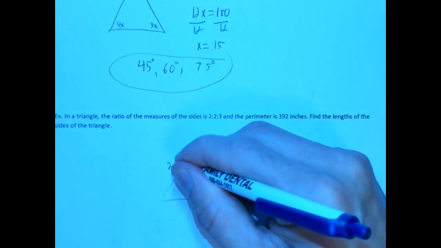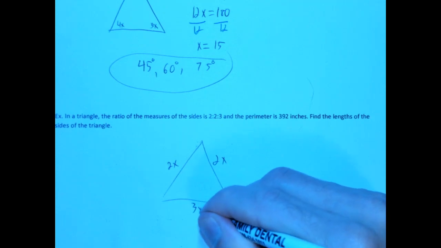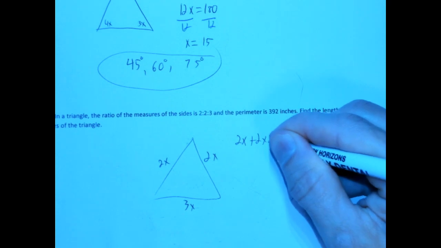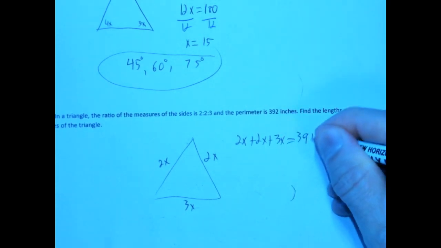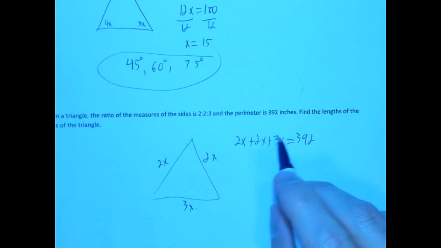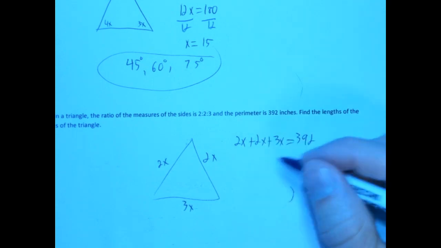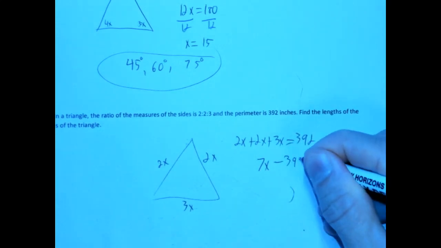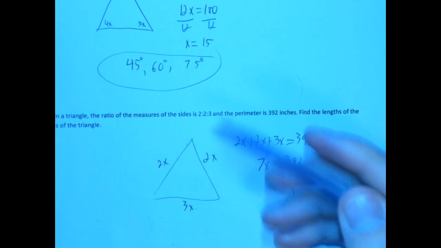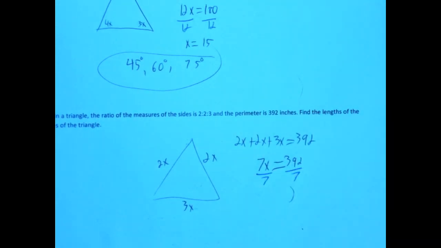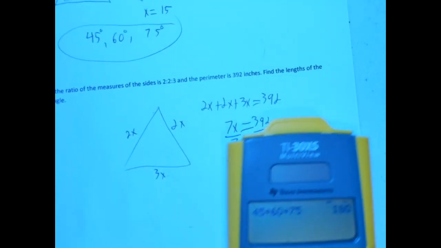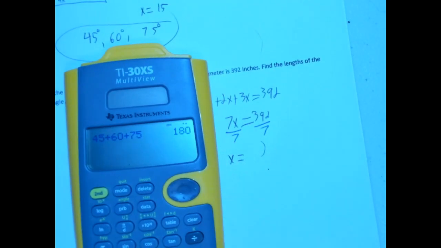So we're going to do the same thing. So 2x plus 2x plus 3x. Now we're going to add them, because for perimeter we add the sides together. So 2x plus 2x plus 3x equals 392. So similar, only we're adding, and we're saying equals 392, because that's the perimeter. So 7x equals 392. We're going to divide both sides by 7. X is equal to, again, we're going to somewhat cheat here. So 392 divided by 7 equals 56.